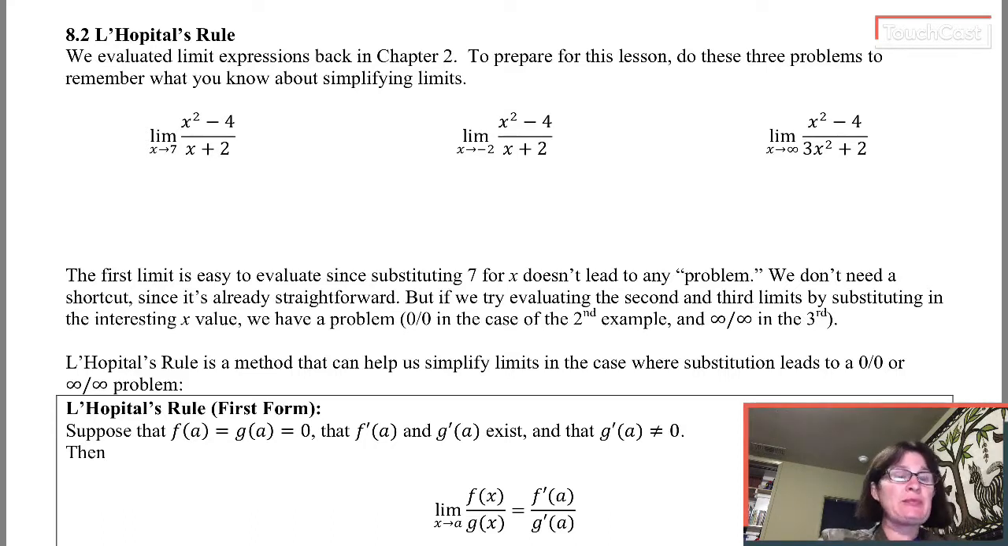And notice that they imply that L'Hopital's rule is really only possibly going to apply in a place where we're trying to find the limit of a ratio. So the limit of something that looks like a fraction. And here's how L'Hopital's rule goes.